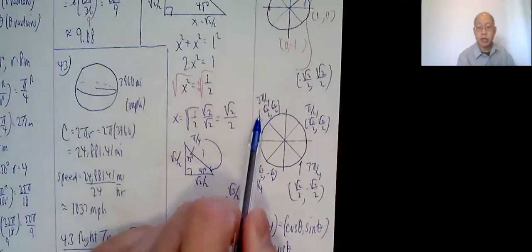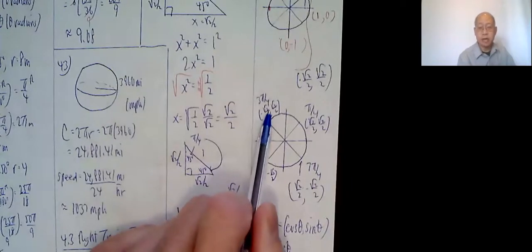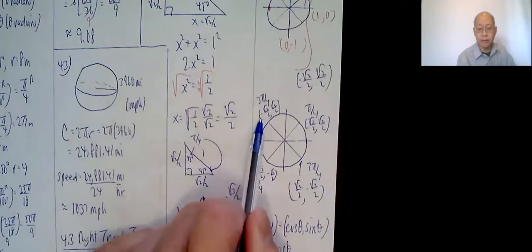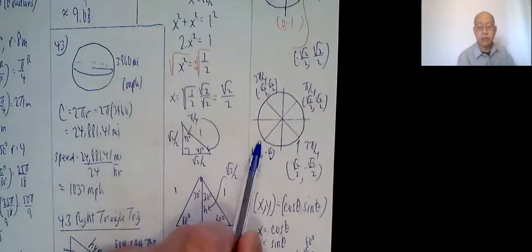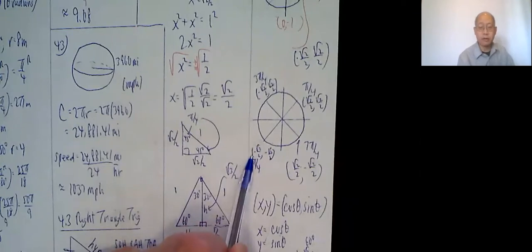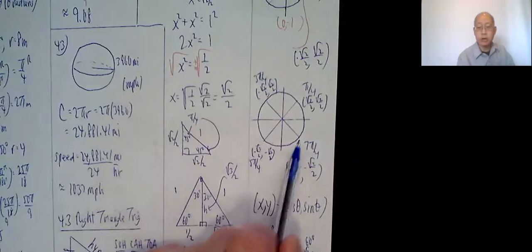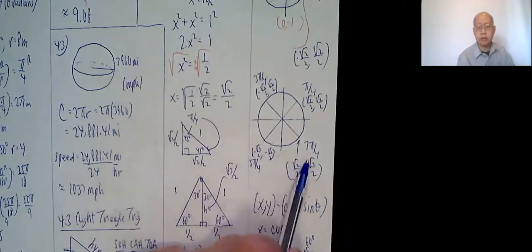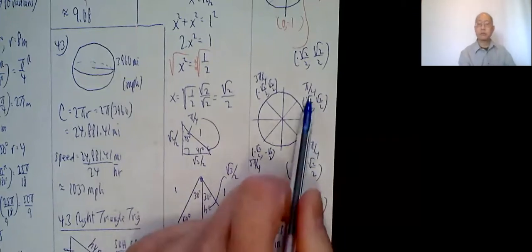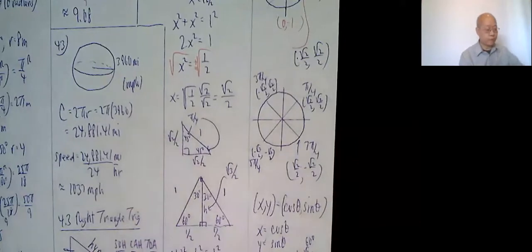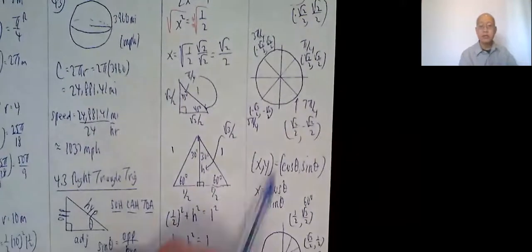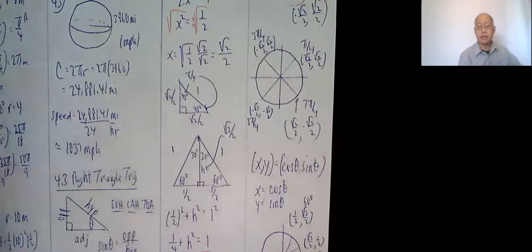Okay. Here's second quadrant, x is negative, y is positive. So that's negative radical 2 over 2, positive radical 2 over 2. Third quadrant, x and y are both negative. So that's negative radical 2 over 2, negative radical 2 over 2. And fourth quadrant, x is positive, y is negative. So radical 2 over 2, negative radical 2 over 2. Okay, and the angles are pi over 4, 3 pi over 4, 5 pi over 4, and 7 pi over 4. Okay, so the x comma y is cosine theta, sine theta.